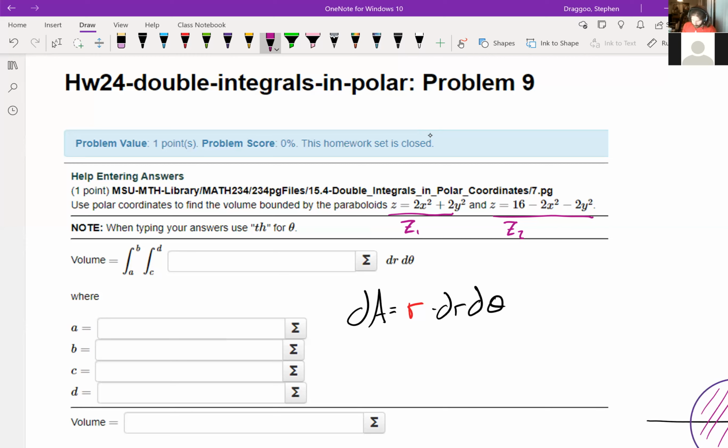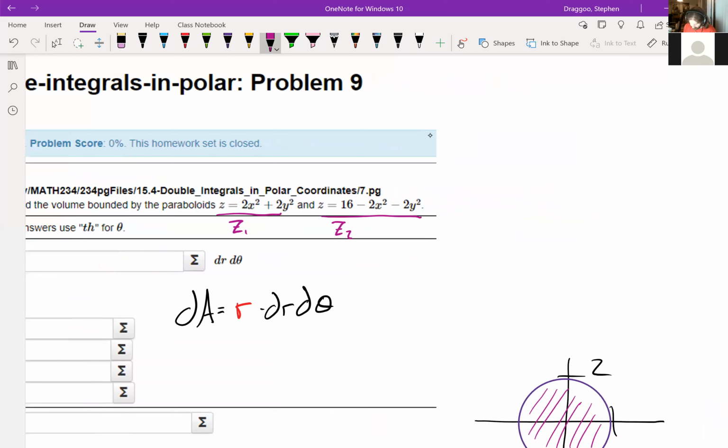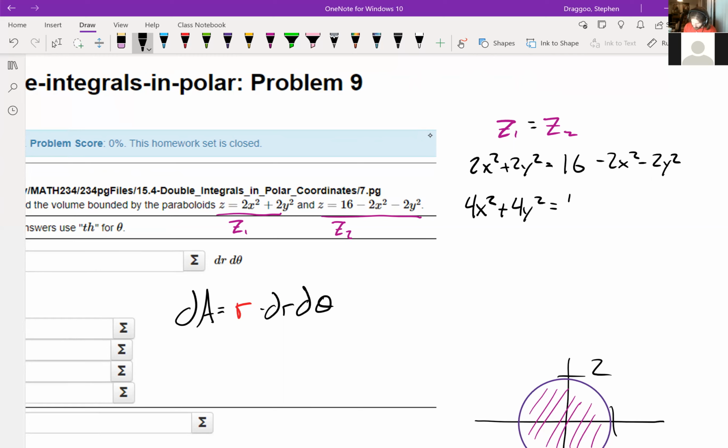Which means we're probably going to care about the intersection between these two paraboloids. So let's just do that. Take Z1, set it equal to Z2, and we'll get 2x squared plus 2y squared equals 16 minus 2x squared minus 2y squared. Let's gather up all our like terms on one side. 4x squared plus 4y squared is 16.